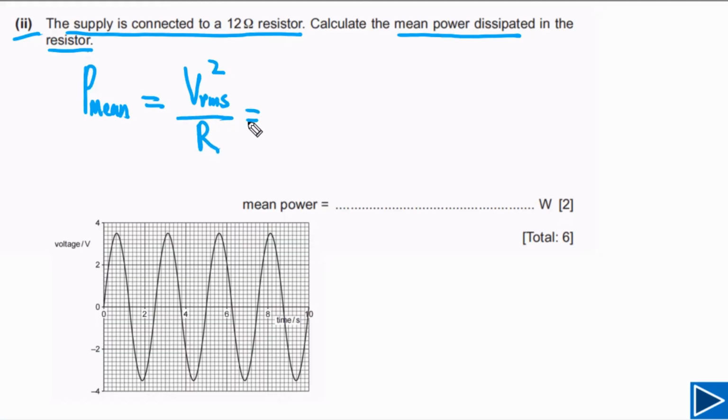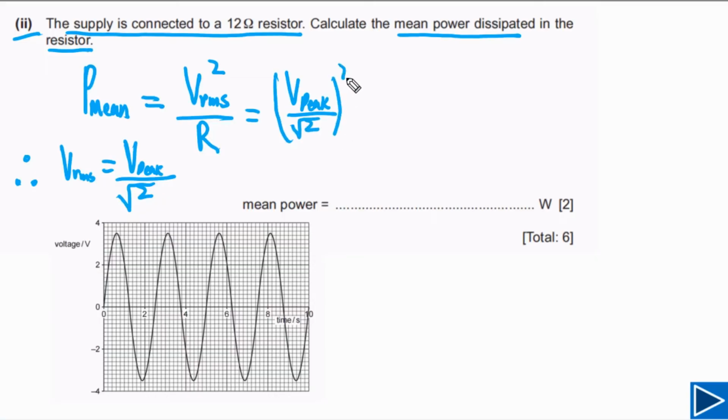This is how you can calculate that V RMS. Let me write here V RMS. This is equal to the peak value of V, meaning V naught, divided by root 2. Now we can replace V RMS with the peak value divided by root 2, squared, and this is divided by R. If we simplify this, we get the peak value of V squared divided by 2R.